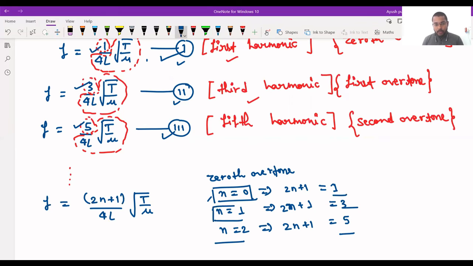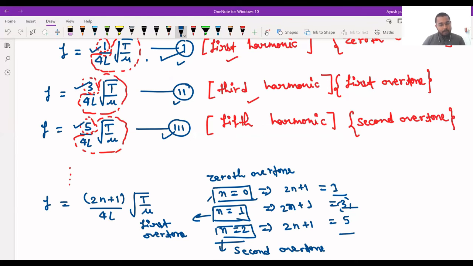This is n equal to 1. At n equal to 1, I am getting 2n plus 1 equal to 3, that's why third harmonic, but n is equal to 1, so first overtone. Similarly, here n is equal to 2 and 2n plus 1 is equal to 5, that's why fifth harmonic, but n is equal to 2, so second overtone.